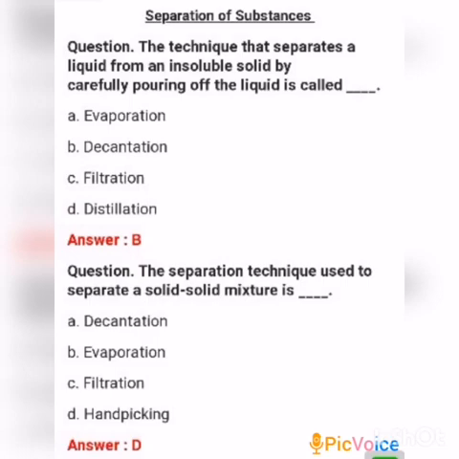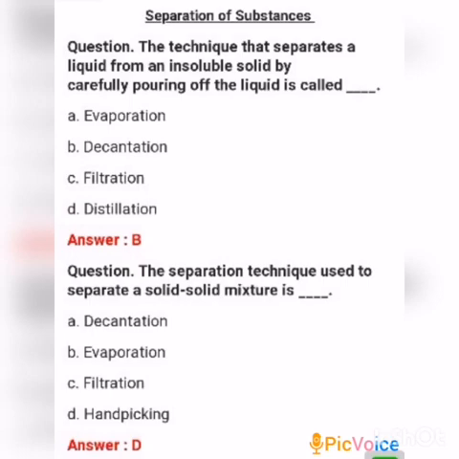First one, the technique that separates a liquid from an insoluble solid by carefully pouring off the liquid is called dash. Options: evaporation, decantation, filtration, distillation. What's the answer, children? The answer is B, decantation.